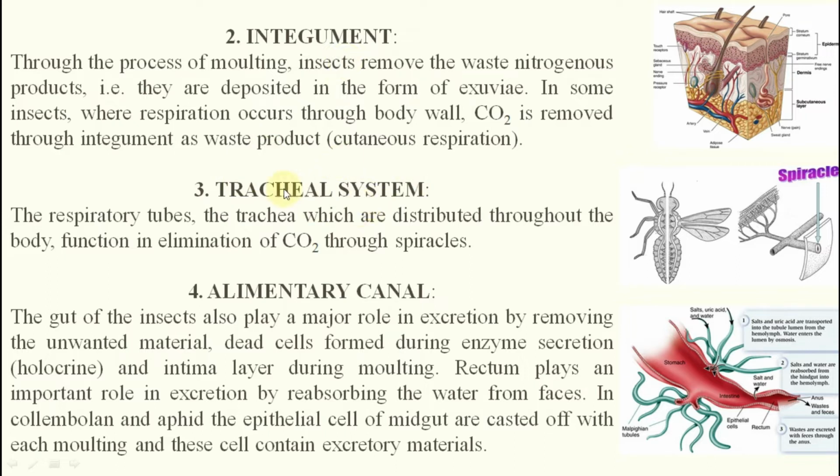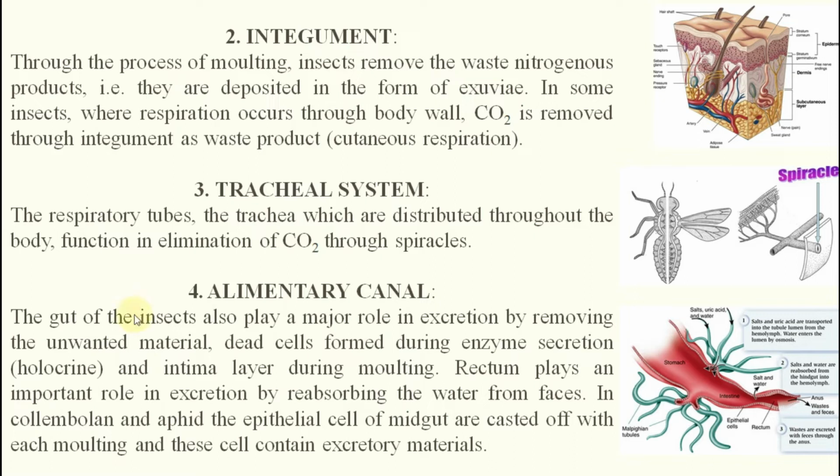Then tracheal system, respiratory system. Here what happens? They will eliminate the carbon dioxide. The normal respiration process we'll discuss in the respiratory system. Then alimentary canal. How is the alimentary canal an excretory system or organ? From the anus, they are excreting the waste.